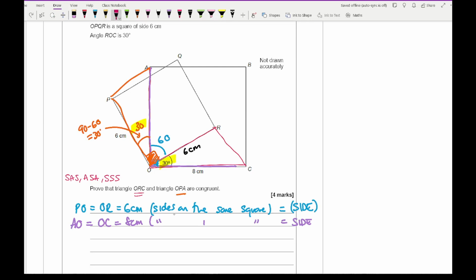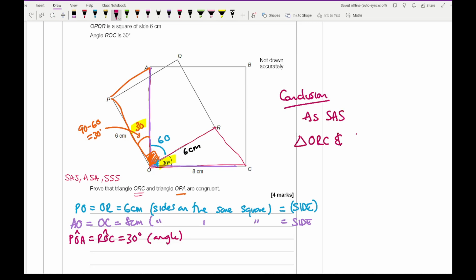So therefore I can see that I've got 2 angles that are now the same in both those triangles. So here I've got angle POA and angle ROC are both equal to 30 degrees. So there I've proved an angle. So in terms of my conclusion, I can then write as SAS, triangle ORC and triangle APO are congruent.